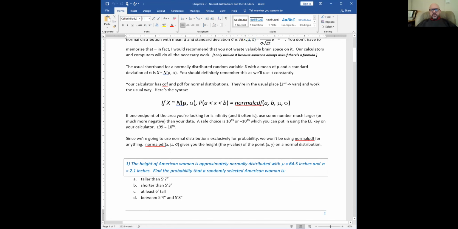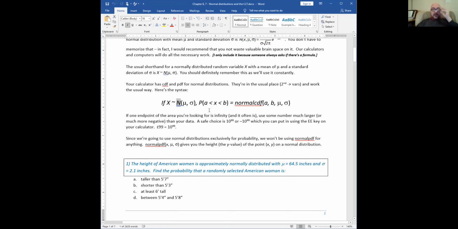Every normal distribution is defined by its mean and standard deviation. So the notation, and we're going to use this a lot, so you definitely need to know this. The notation for normal distributions is N(mu, sigma), where mu is the mean of the distribution and sigma is the standard deviation, obviously. And we use the letter N to denote that it's a normal distribution.